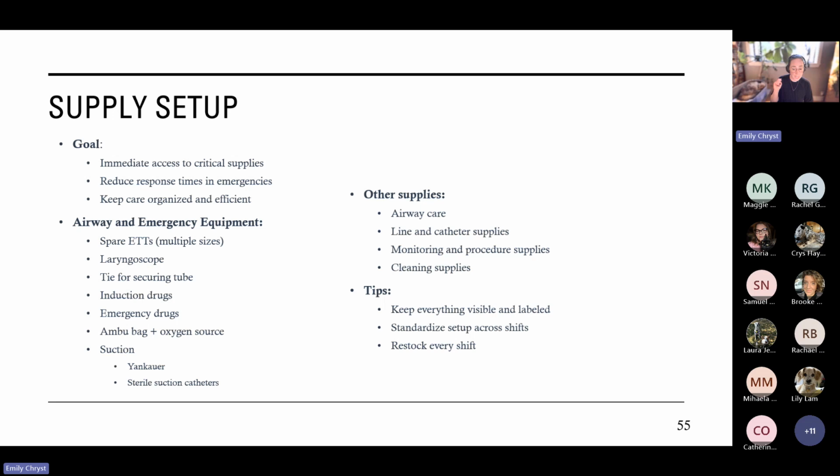So if we have to change that endotracheal tube really quickly because of a mucus plug, for example, we're not scrambling around trying to find our propofol. We're not trying to intubate a dog that's biting us. We want to make sure that we're all set up to go. We should have doses of emergency drugs readily available.